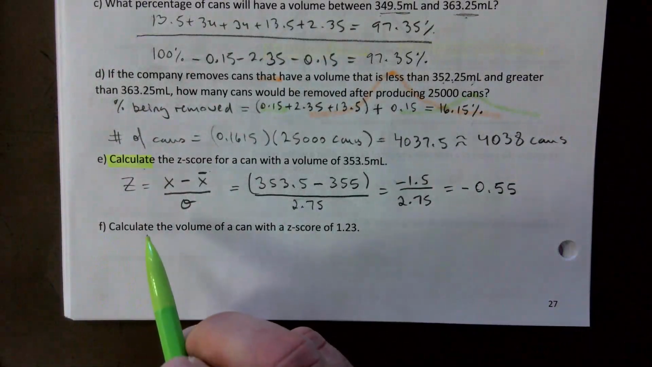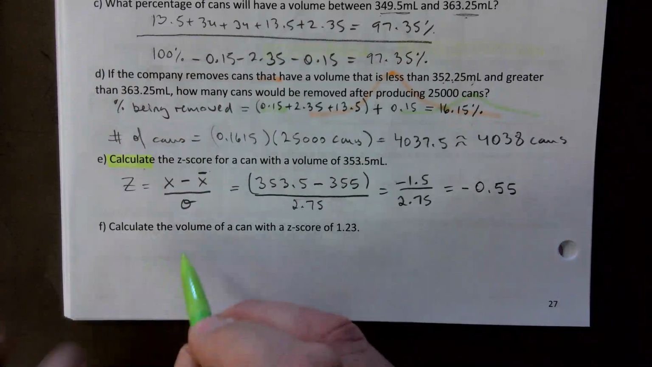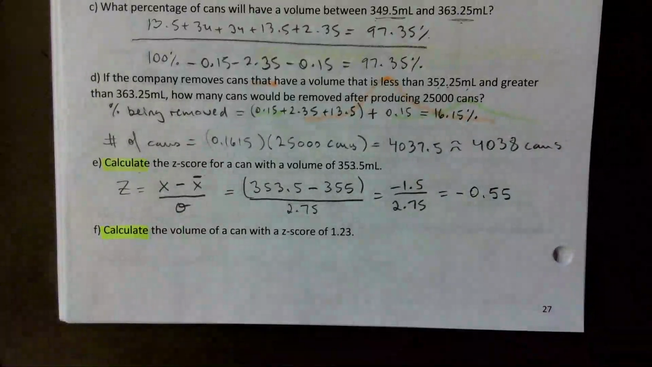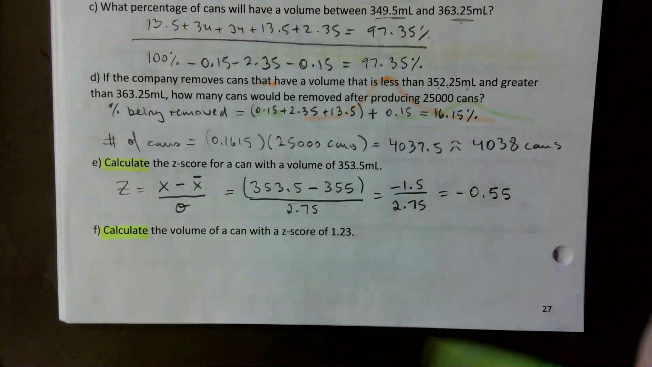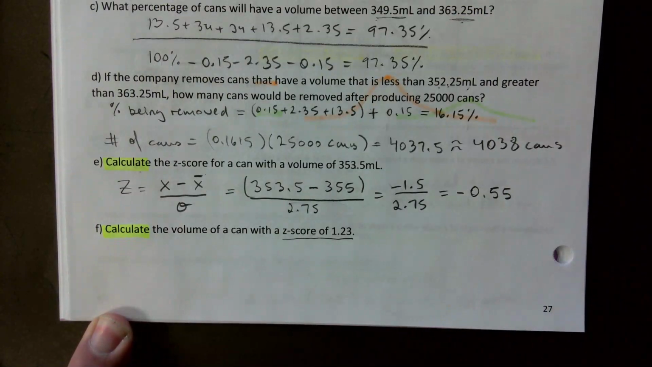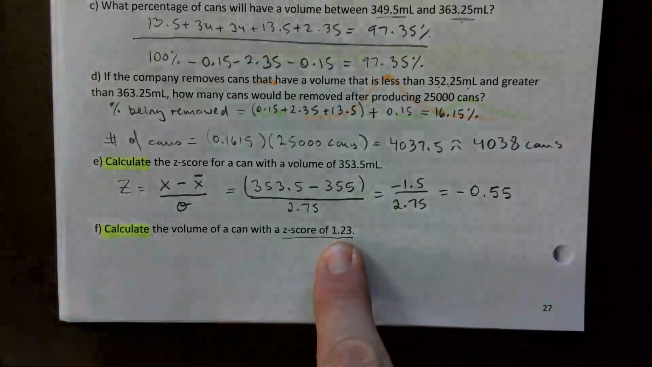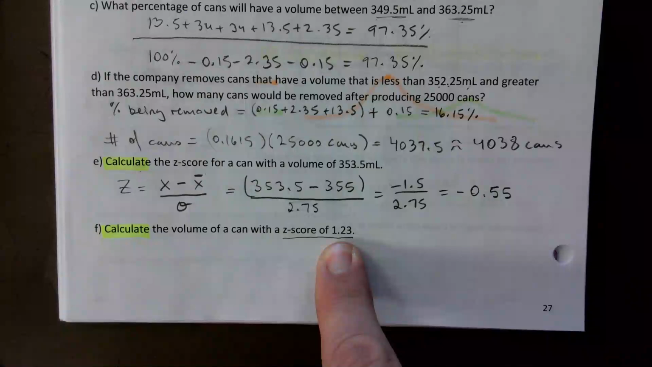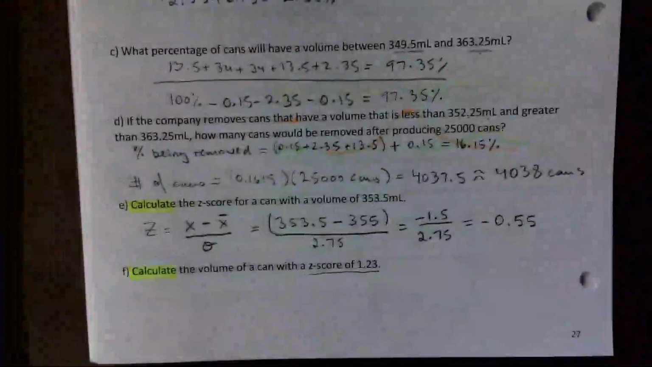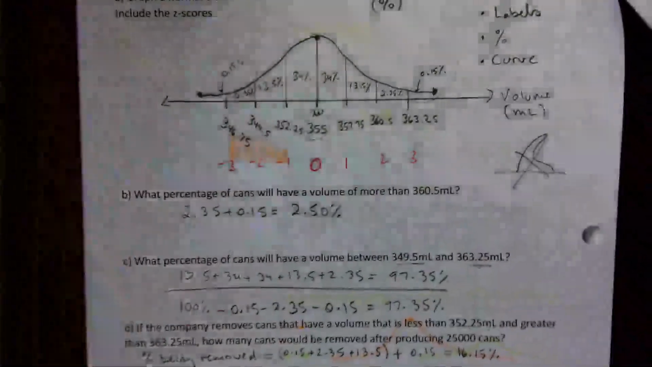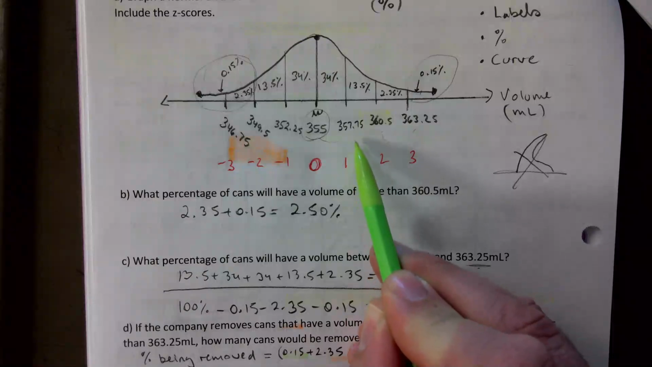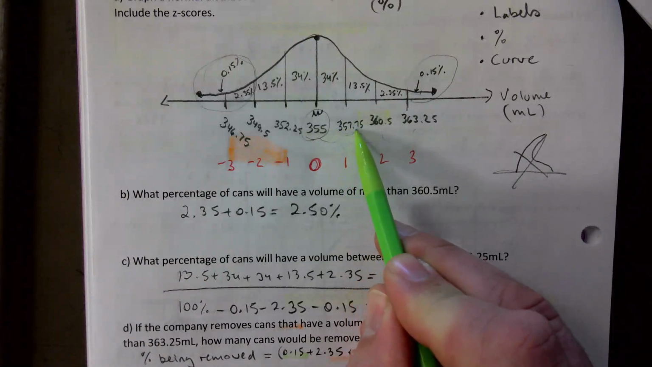Next, F. Calculate the volume. So you want to calculate again. That usually means there's some sort of formula or process involved. The volume of a can with a z-score of 1.23. We know already that this is going to be above the mean, right? It's going to be more than 355. Okay? In fact, can you go up with me? I know I'm going back and forth and you're kind of getting tired of that, but if this is 0, a z-score of 1.23 would be right about here. So you expect it to be more than 357.75.